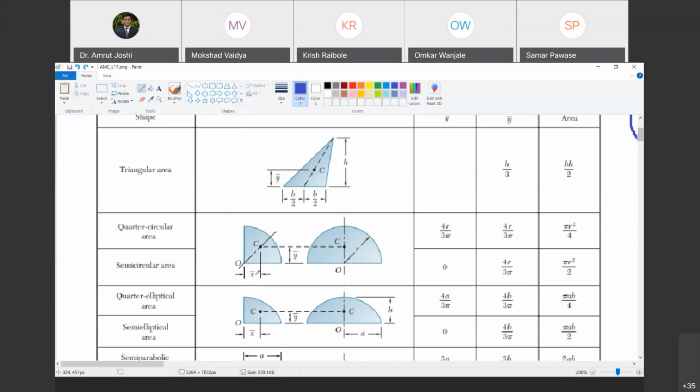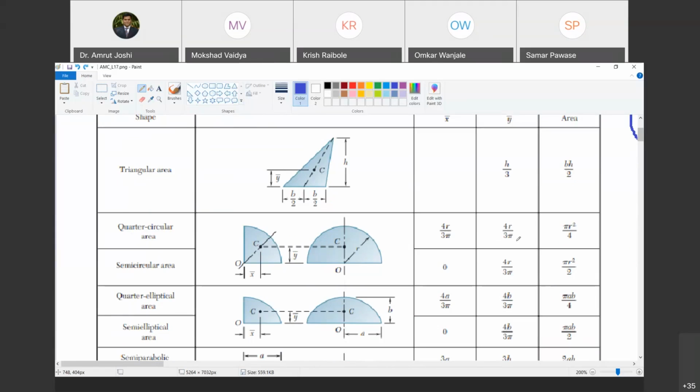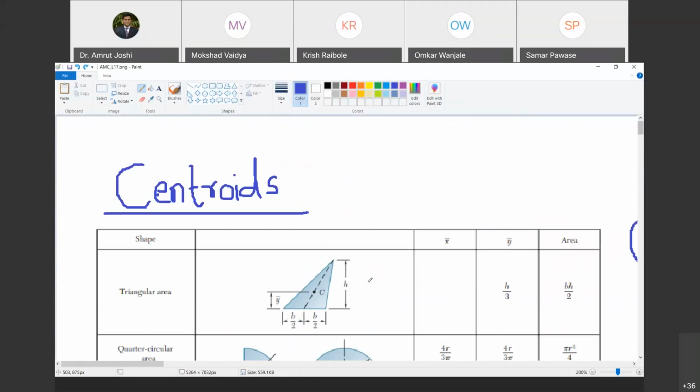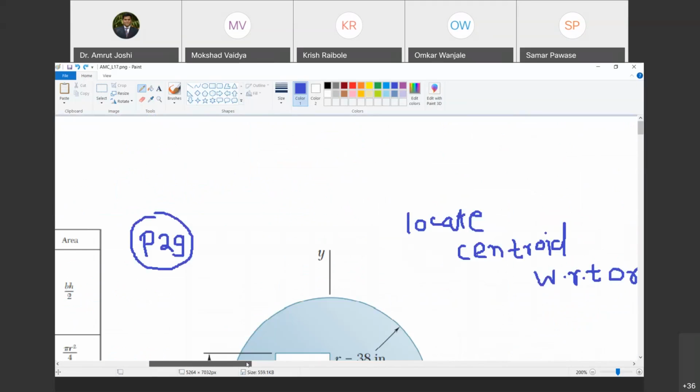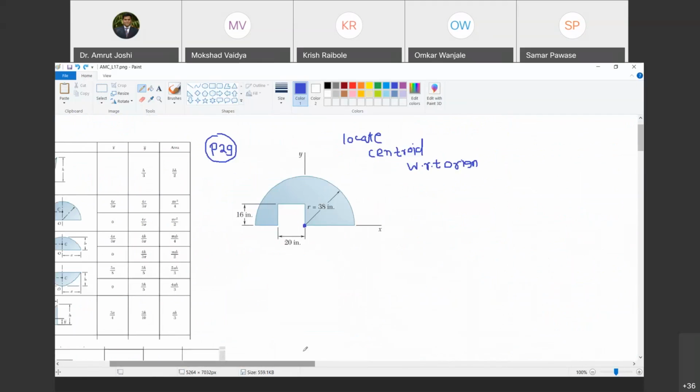Similarly, if you look at the quarter circular area, just look at from where x bar is marked. X bar is marked from the center and y bar is also marked from the center. And for the quarter circle, the values of x bar and y bar are given. Similarly, for the semicircle, the values of x bar and y bar are given. Are you with me? Yes, sir. So we are going to use this list exhaustively. So without wasting much time, let us locate the centroid of this lamina. So what is a lamina? As I said in yesterday's class, a lamina is a figure which has two dimensions dominant and the third dimension is very small and constant over the entire area. Are you with me? Yes, sir.